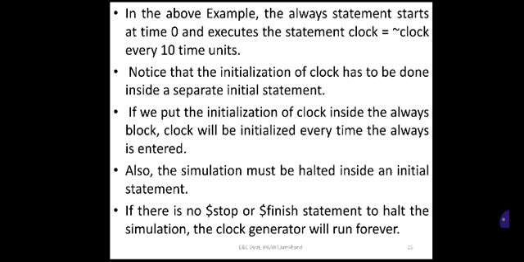So in this example, the always statement starts at time 0 and executes the statement clock is equal to not of clock after every 10 time units. Notice that the initialization of a clock pulse has to be done inside a separate initial statement. Why is this done? Because if you take the initial value in an always block, the initial value of clock, that is 0, would be set again and again. We need not do this, as it has to be done only once. That's why it is done within an initial block.